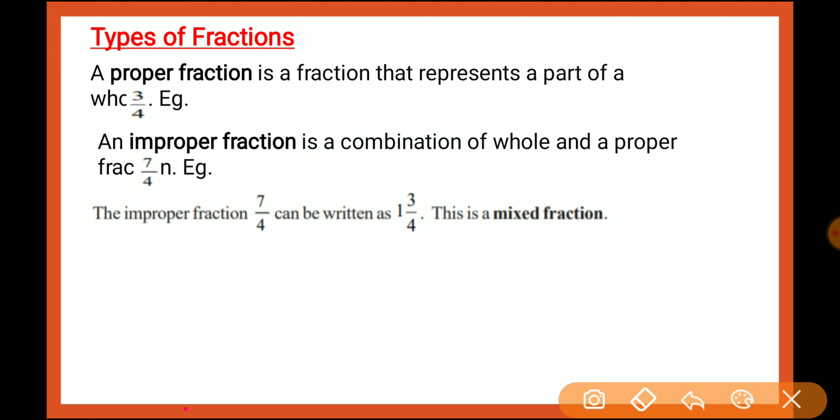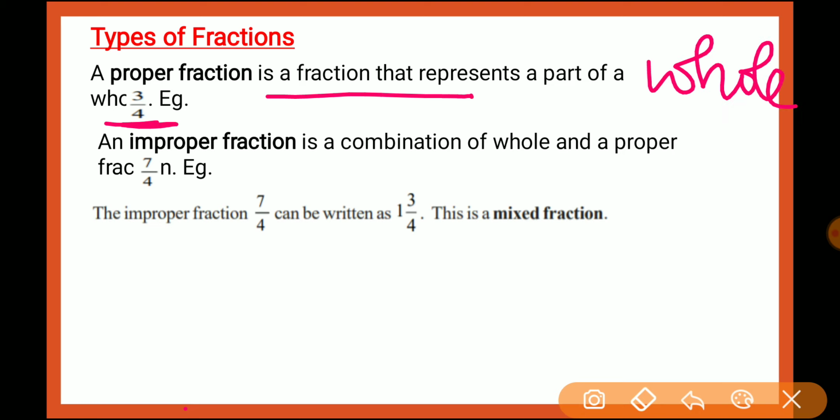Next is types of fraction. Again, you know it very well. A proper fraction is a fraction that represents a part of a whole. Okay, example 3 by 4. Simply you can say in proper fraction numerator is always smaller than denominator. It means you can say denominator is greater than numerator.